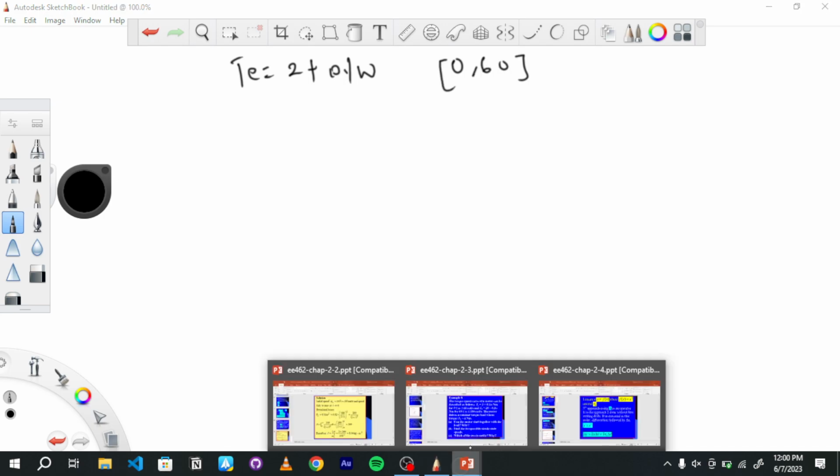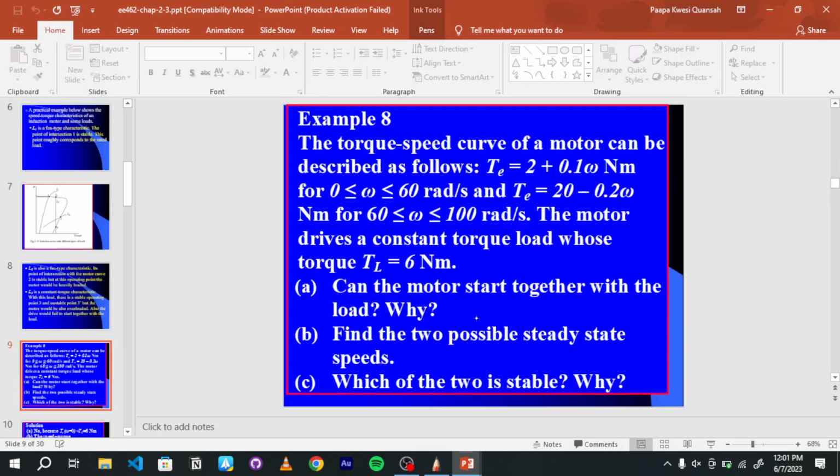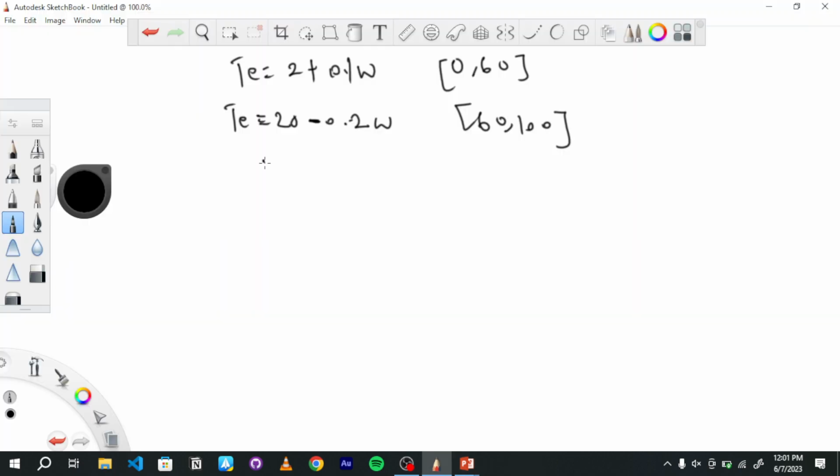Then from 60 to 100, it is 20 minus 0.2 omega. And we've been given TL. The motor drives a constant load torque whose value is 6, so TL is given by 6 Newton meter here.